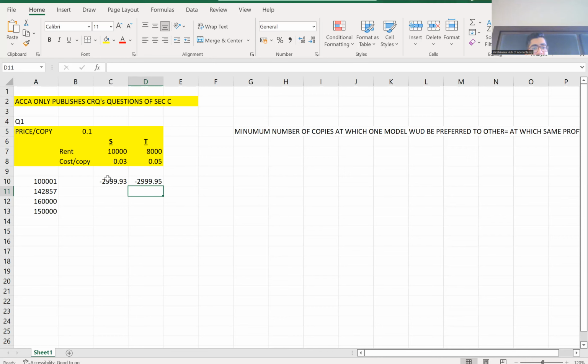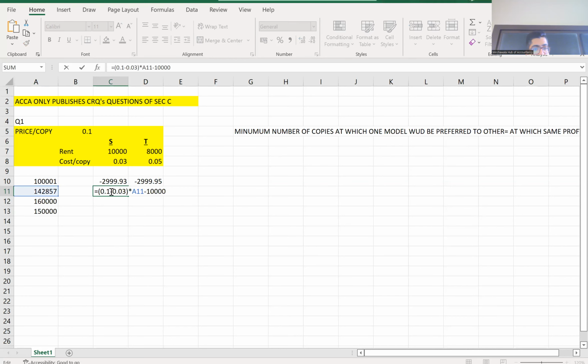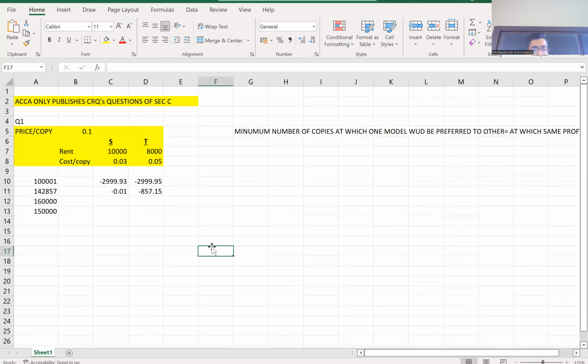But if I change the copy number to 142,857, the price is 0.1. For S, the cost is 0.03 into 142,857 copies, minus the fixed cost, the rent of 10,000 for S. For T, 0.1 is the price and cost for T is 0.05. Profit per copy into 142,857 copies, minus rent of 8,000. So you see, for 142,857 copies, the profit of both is not the same.